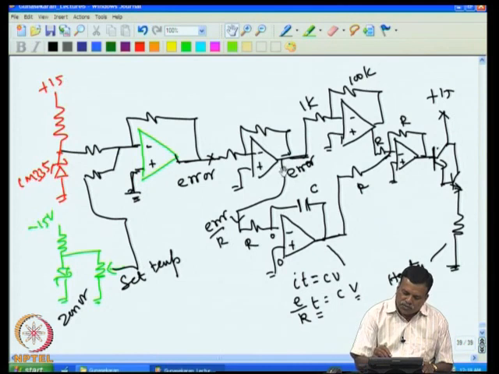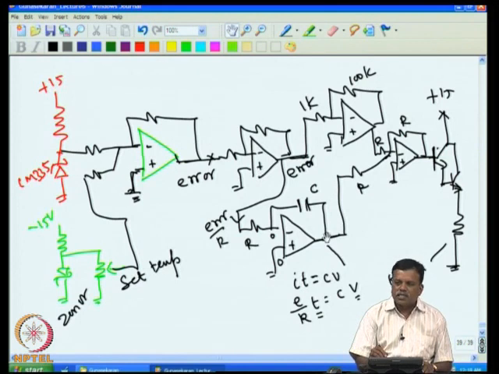Then this also becomes 0, but that makes no current flow through this. But whatever charge was stored earlier on this capacitor will remain there, and the output voltage will remain there, even though the error voltage is 0. That is the actual advantage of this integrator. So you have the input 0, but the output voltage is still there, because the capacitor is already charged.